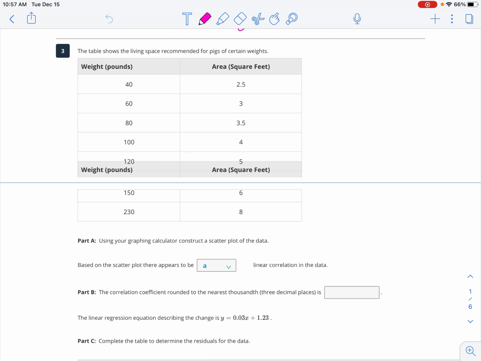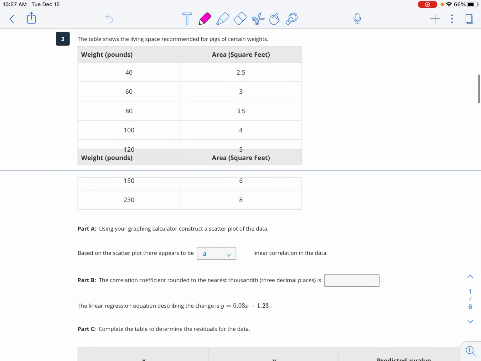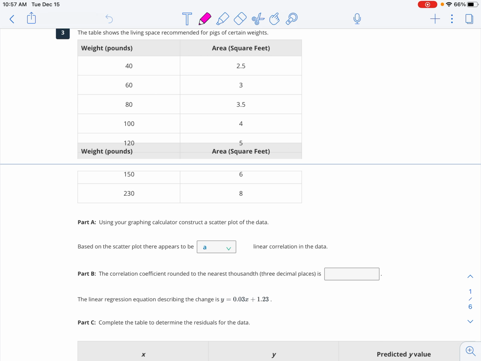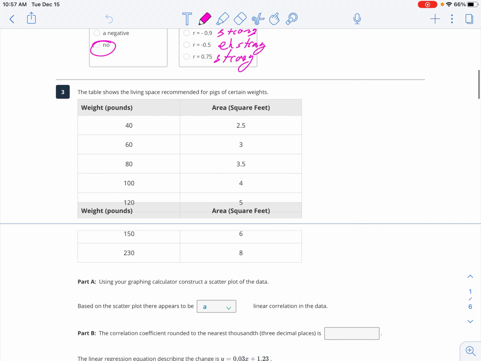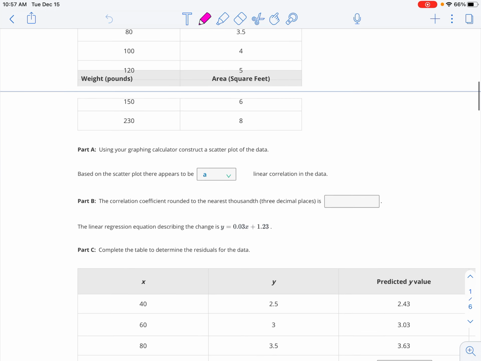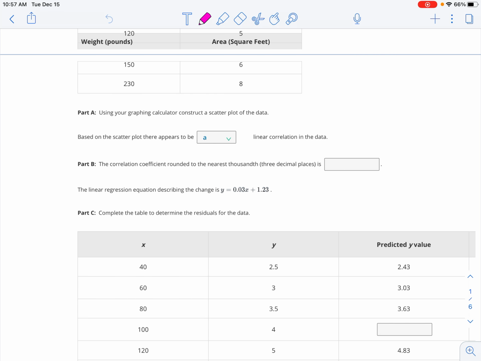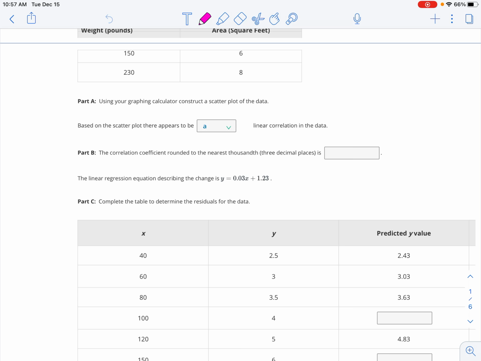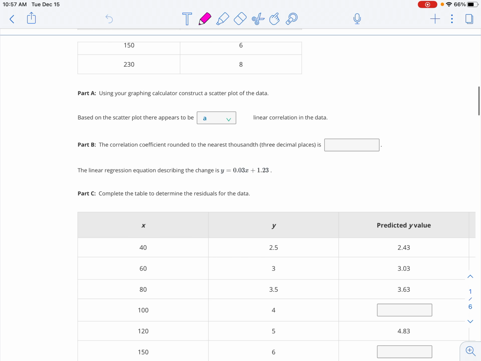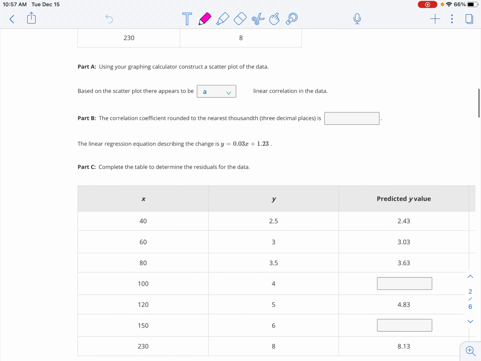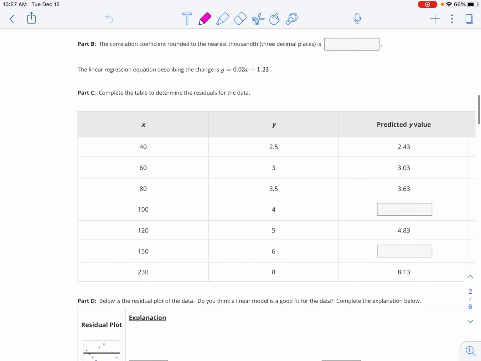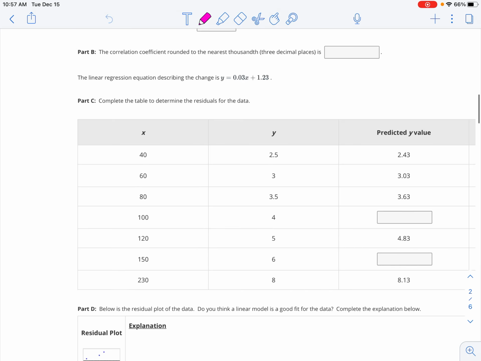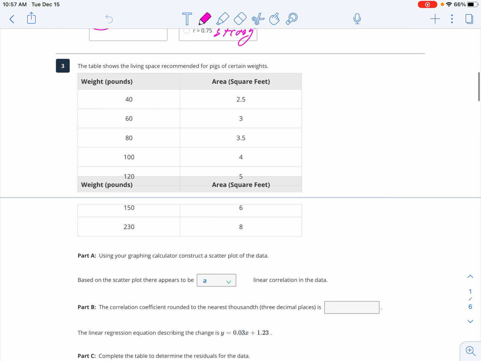Okay, question 3. I'm going to share my computer so I can bring up my calculator, so that we can plug in our L1 data and our L2 data, and then determine if it's positive, negative, or there's no linear correlation. Then calculate the correlation coefficient. I give you the equation already, and we're going to use that to do our predictions and then our residuals. Let me bring up my calculator here.